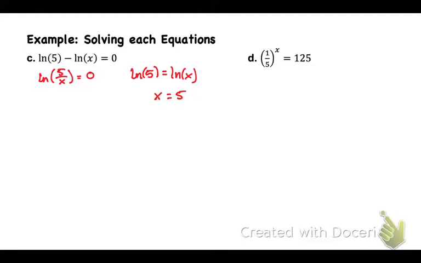Okay, so natural log of 5 over x equals 0. So x equals 0? No, x equals 5? How'd you find that, Isaiah? How come x is not 0 in that situation? We have to switch forms, yes? So e to the 0 equals x over 5?